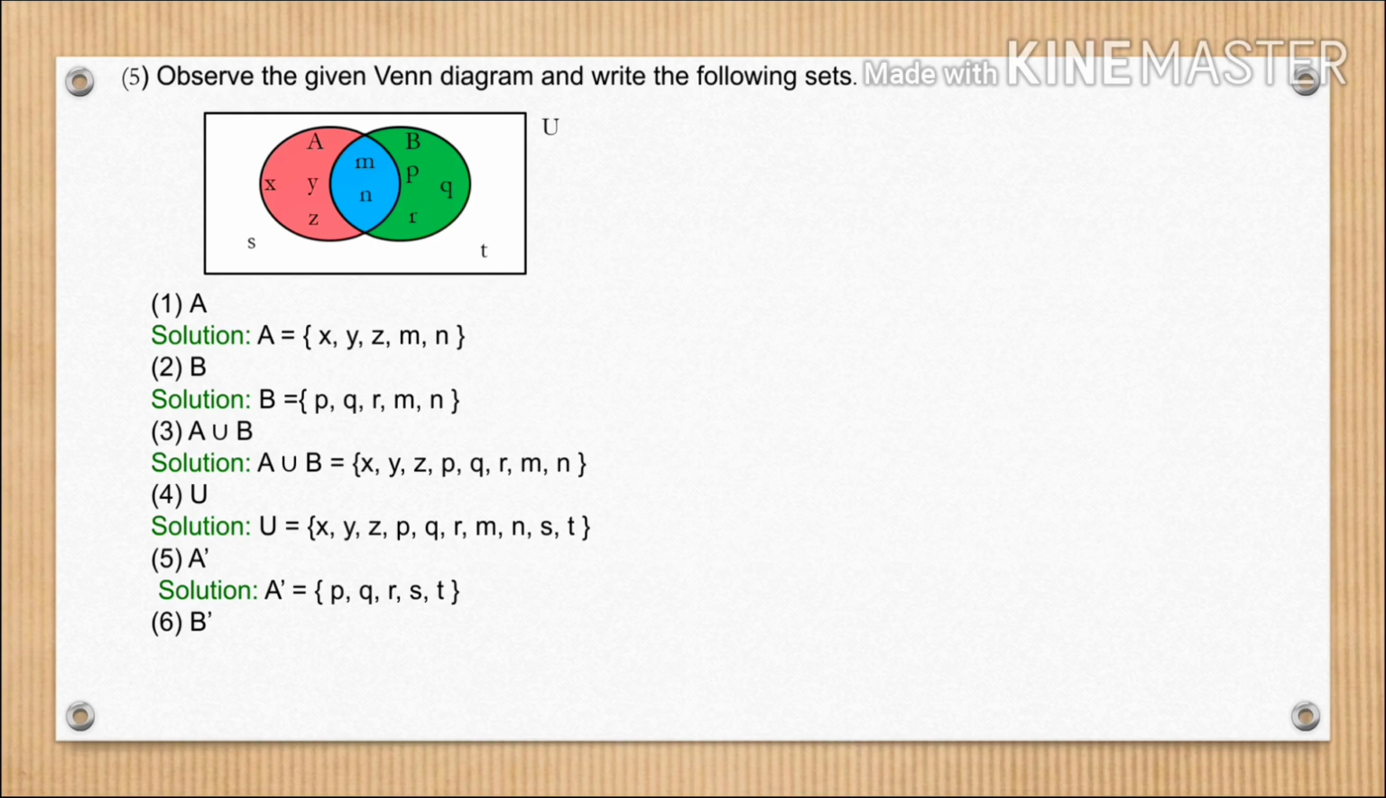Then B complement, all the elements which are present in the universal set but not present in B. They are x, y, z, s, t. And last, (A union B) complement. The elements which are present in the universal set but not present in A union B. That is (A union B) complement is equal to {s, t}. This is all about practice set 1.4.